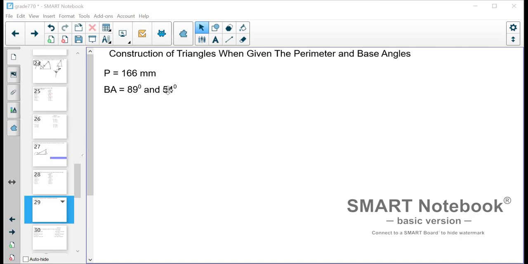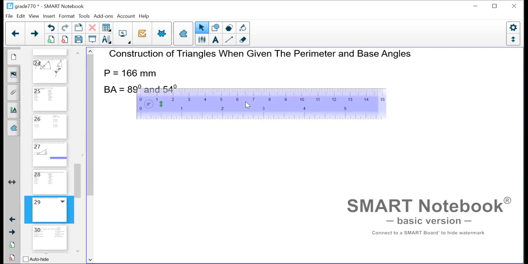And in addition to that, you will be able to determine the size of the third angle. As a matter of fact, you should already have done that. All right, so using this information, we will construct the triangle. Now, step one. Of course, we normally start with the base.